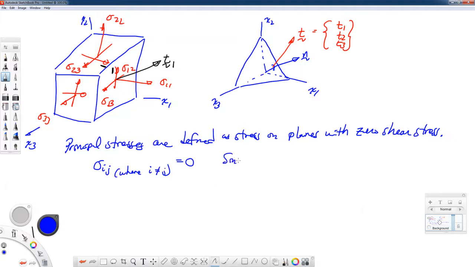Now in general, traction vector components on a plane are given by sigma ij n j. When we are in the principal directions, the 1,2 and the 2,3 terms will go to 0. Then the traction vector components will be equal to some principal stress, call that sigma sub p, times n i.